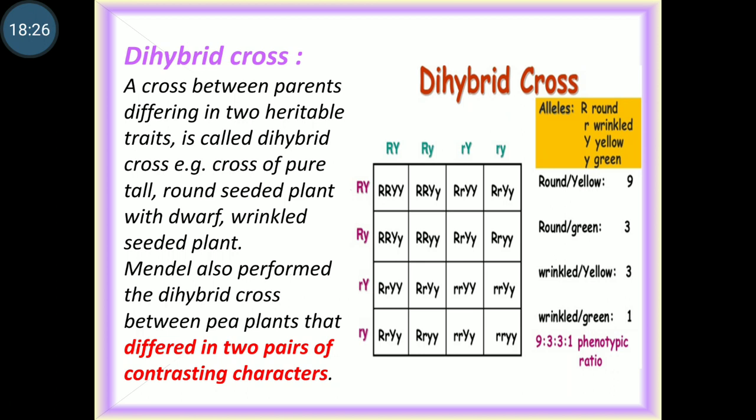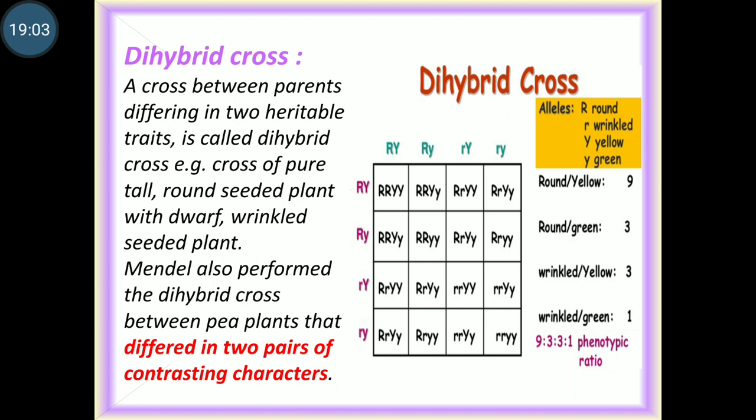So here you can see in the Punnett square chart, capital R is round, small r is wrinkled. These are the alleles. Capital Y is yellow, small y is green. In the first one, all capital, that is RRYY, so that is round and yellow. Then on the right side you can see again round yellow, but that is hybrid. Again there is round yellow. If you count the number, there are 9 round and yellow plants.